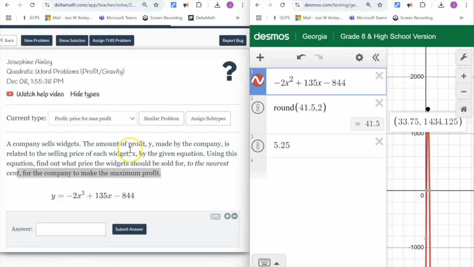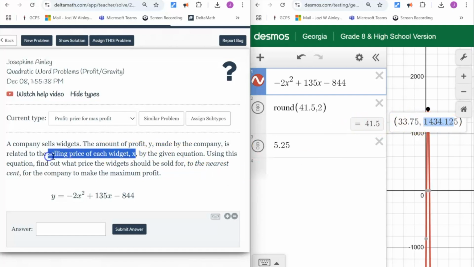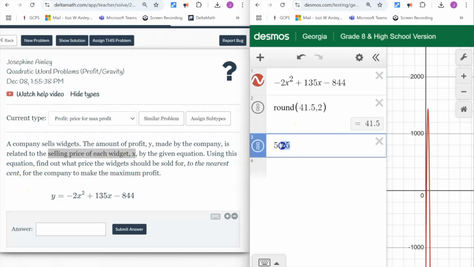So you come back to your real world situation. It tells you Y value is profit. So if I look at this 1,434 number, that's the profit that I'm making. But the question is asking you, what is the price that I'm selling this widget for so I can make this 1,400? Well, the price is going to be your X value because it says right here in the problem, selling price is X. So you should sell it at $33.75 in order to make a maximum profit of $1,434.13. All right, so round to the nearest cent, and again, cents is 2 numbers after the decimal.